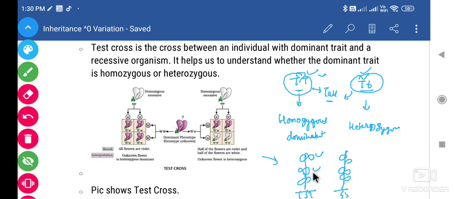So here is one method that we are going to talk about, the test cross. Here is one flower which may be homozygous dominant or heterozygous. So we have a question mark. Which genotype does this flower have? Capital W denotes the violet color, and capital W small w also denotes violet. So which genotype does it have? Is it homozygous dominant, or heterozygous?